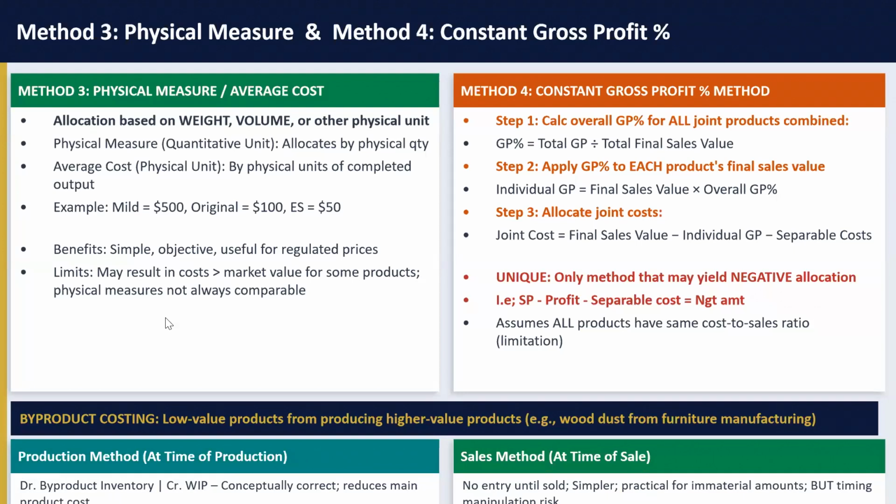Okay, guys. So I think you all have got an understanding of joint products and byproduct costing. Any doubts?